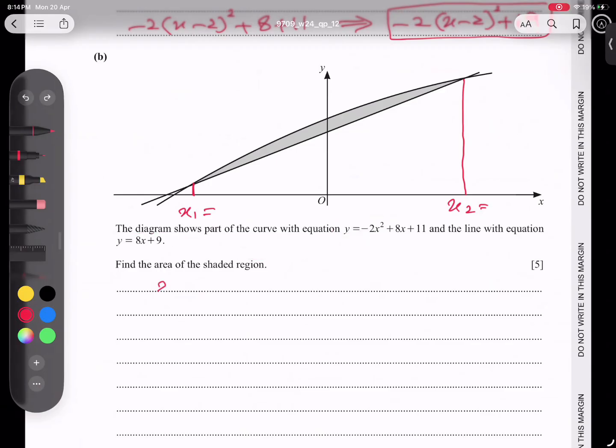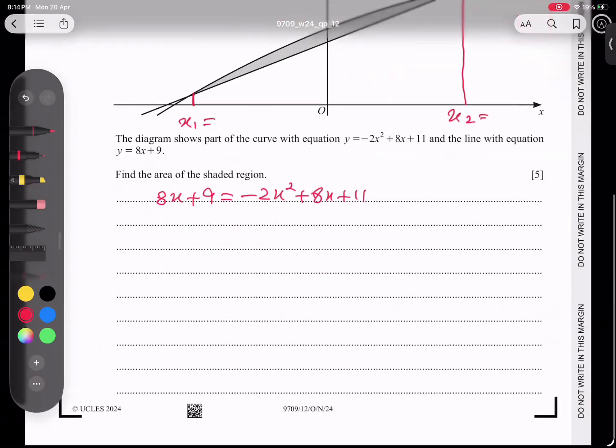So I'm writing here 8x plus 9 is equal to -2x square plus 8x plus 11. For the point of intersection, I bring all values to the left side. I'm getting 2x square positive and the 8x luckily cancels out. Don't bring all the numbers there. I bring the 9 to the other side, and out of 11, 9 becomes 2. If I check it, x square equals 1 and I get two answers, plus and minus 1. So it means here -1 and here +1. So we got the upper limit and lower limit confirmed.